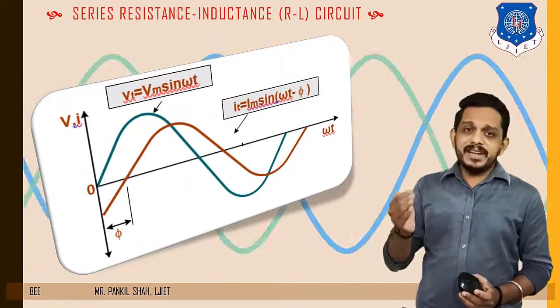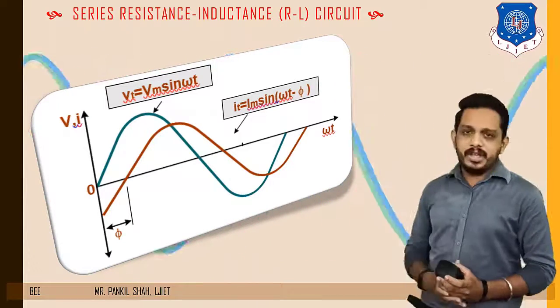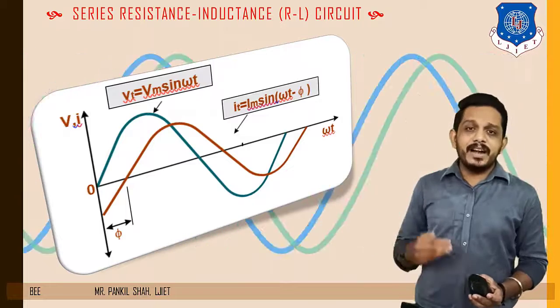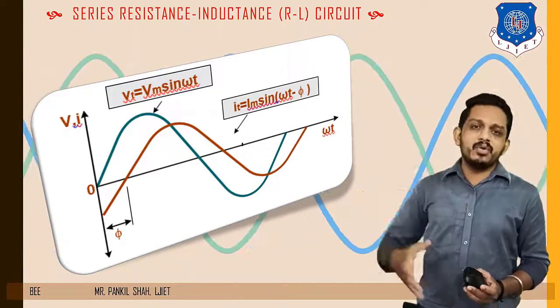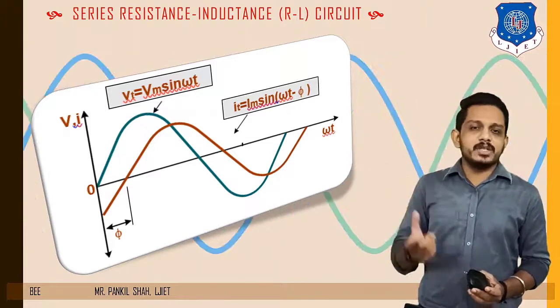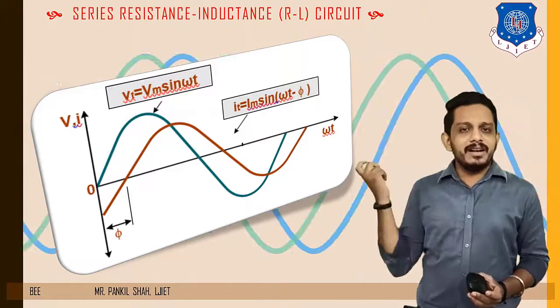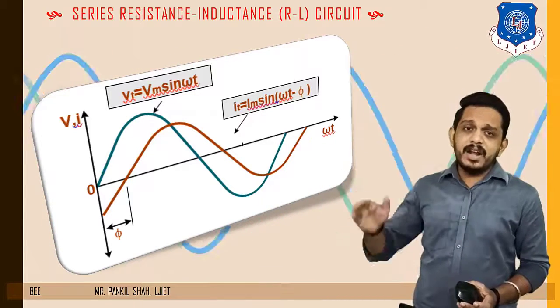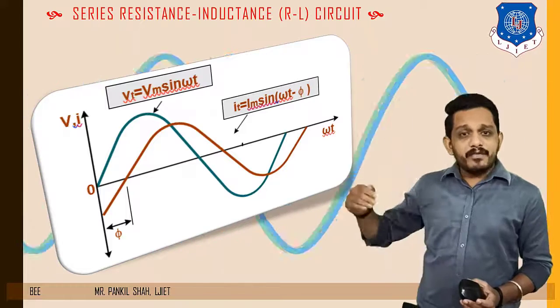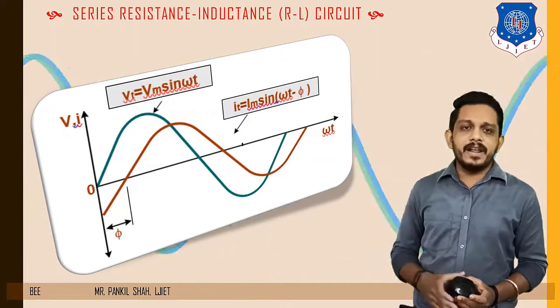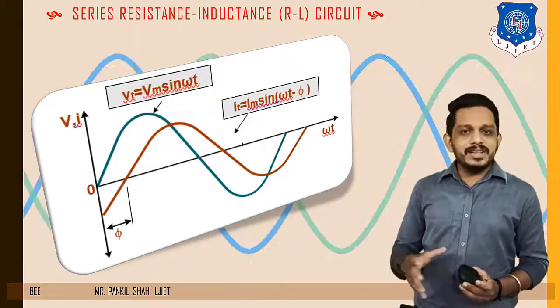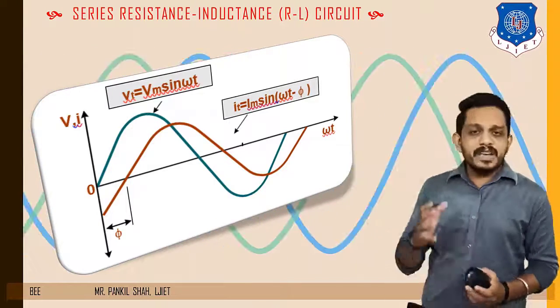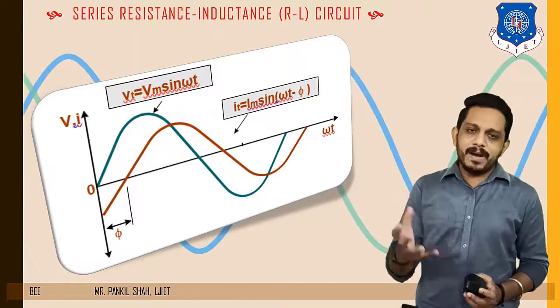So the voltage waveform starts at 0 degrees, but the current waveform starts 5 degrees after 0 degrees. So there is a phase difference of 5 degrees between voltage and current, and the current will complete its waveform 5 degrees after the voltage has completed. So you can say that the waveform of current is lagging behind the voltage by 5 degrees.